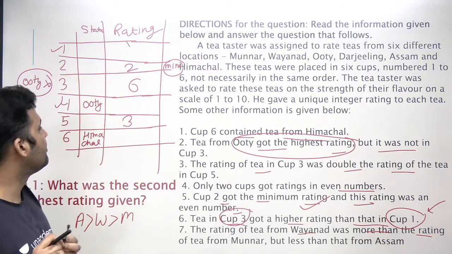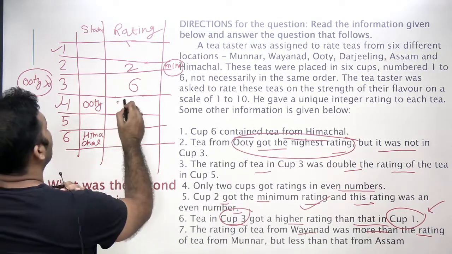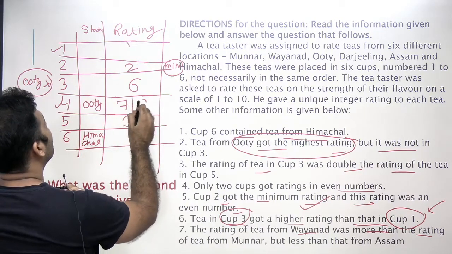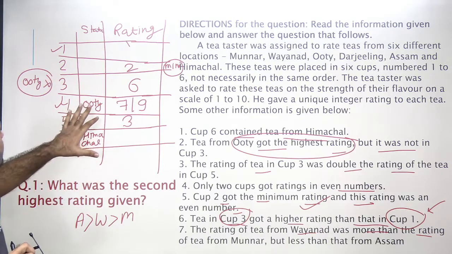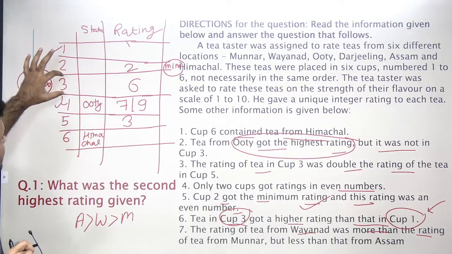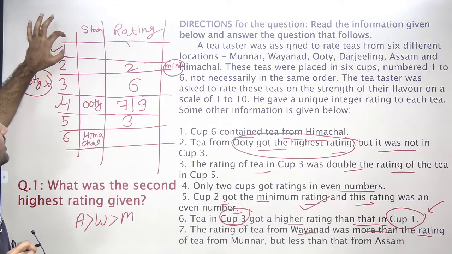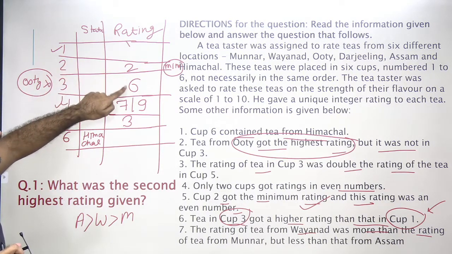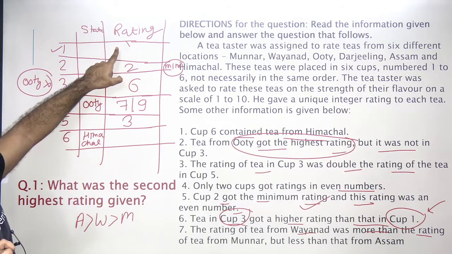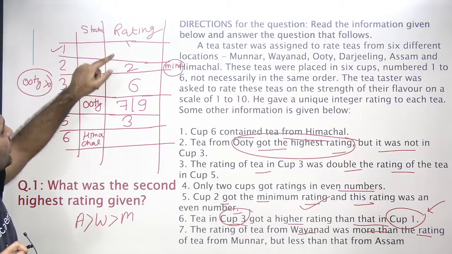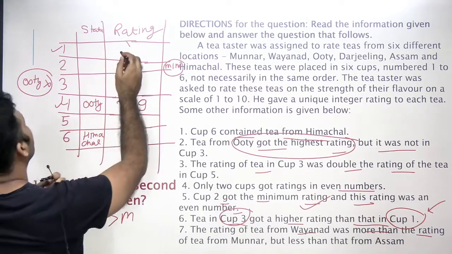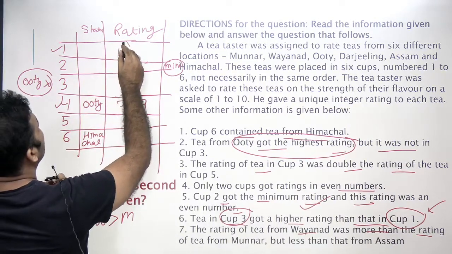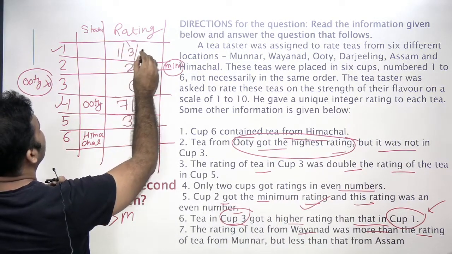So there are only two possible cases: it will have the highest rating of 7, or it will have the highest rating of 9, right? Okay, and we also need to make sure that the rating of cup number 3 is more than the rating of cup number 1. If we have 6 here and we know that the number here will be odd, so if the odd number is supposed to come in front of cup number 1, it can only be 1, or 3, or 5.